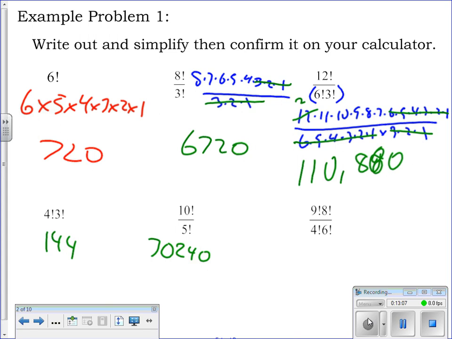And the last one, honestly, you don't want to do it one step at a time. You want to type it in all at once. And what I did: 9 factorial times 8 factorial, divided by 4 factorial, divided by 6 factorial. You type it in all at one time. Anything that's on the top, you're multiplying together. Anything that's in the bottom, you're dividing by. And you still end up with a very large number. $846,720. Still a large number.